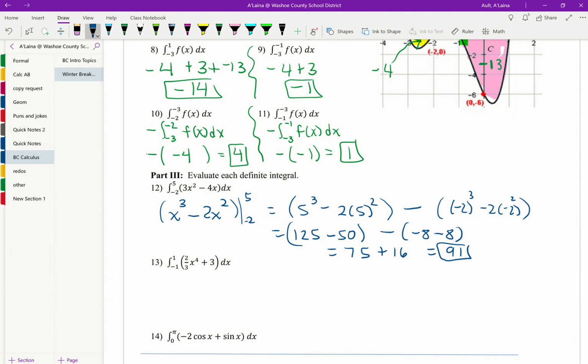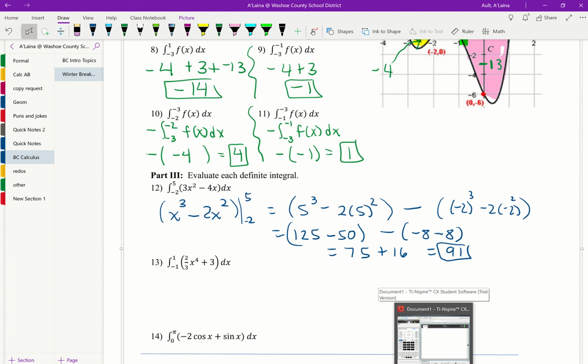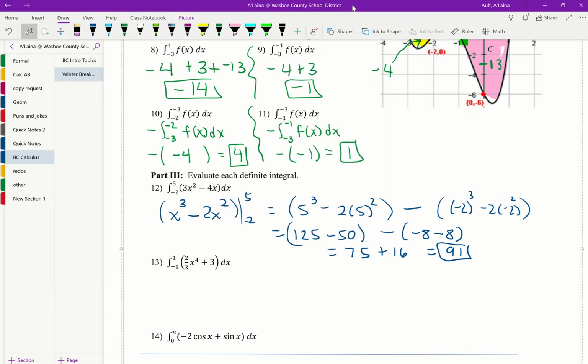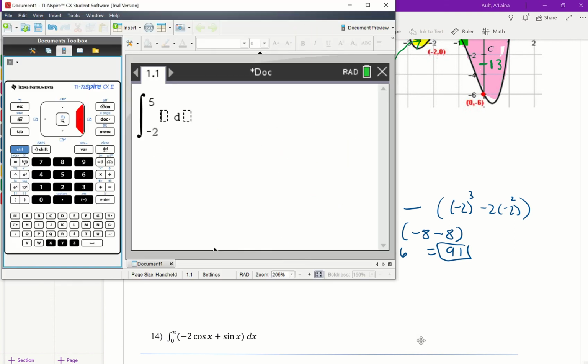Now, if I wanted to check this, I can check this on the calculator. Let's see if I can remember the expression. -2 to 5 of 3x squared minus 4x. Okay, so the integral from -2 to 5, let's see if I remember this right. 3x squared minus 4x. And then this is being taken with respect to an input variable of x. And we did it correctly. We got that 91. You do need to know how to do these by hand, by the way.